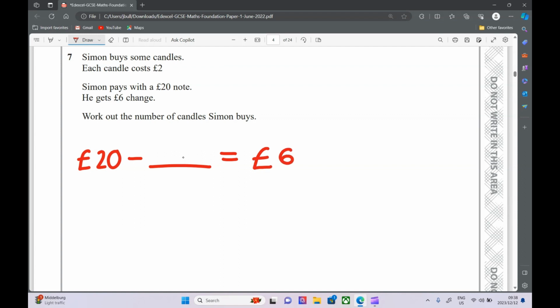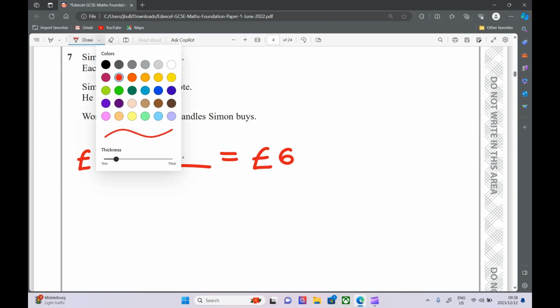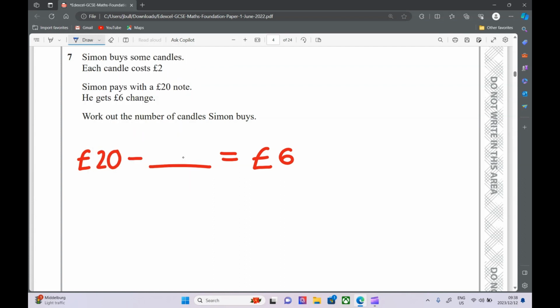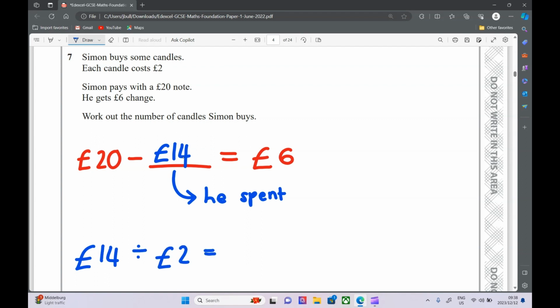So that means how much did he spend then? So if I give in a £20, I get £6 change. That means I spent £14. Okay, does that make sense? So £20 take away 14 would give me £6 change. So that means he spent this much. So he spent £14, we want to divide that by how much each candle costs. So £14 divided by £2 will give me how many candles he bought. So he bought 7 candles.